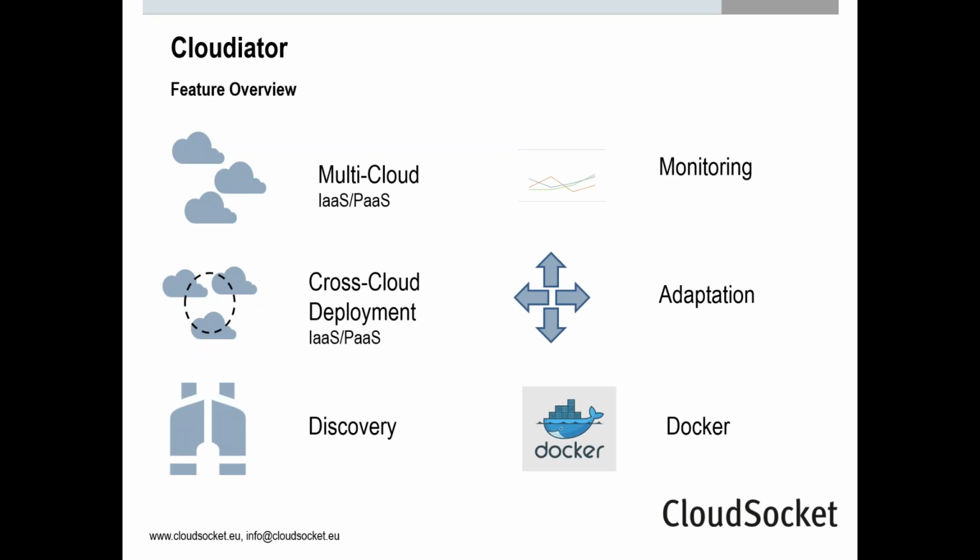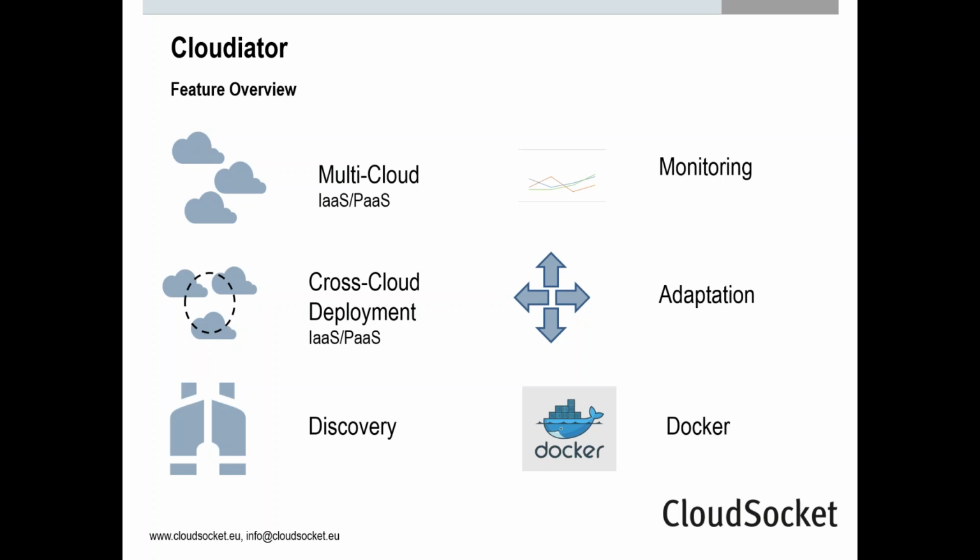So coming to the features of Cloudiator, there are basically 6 main features available. The multi-cloud feature, which means Cloudiator is able to orchestrate applications across different cloud providers by providing a unified API to the user, so the user doesn't have to care about the technical details. This comprises infrastructure as a service providers as well as platform as a service providers.